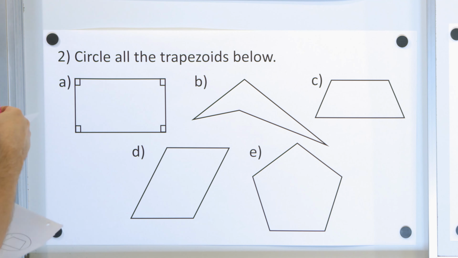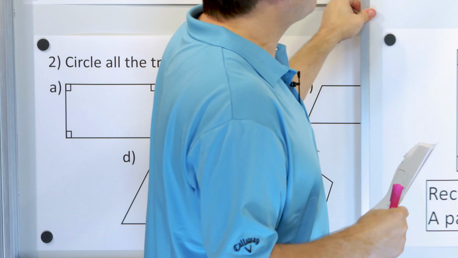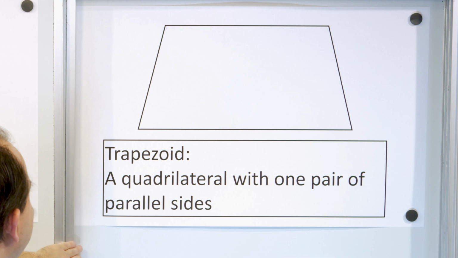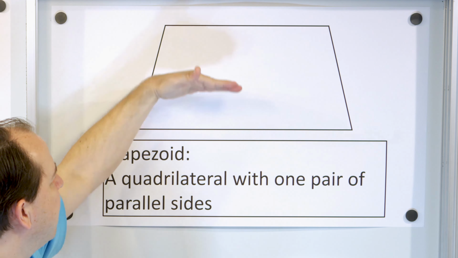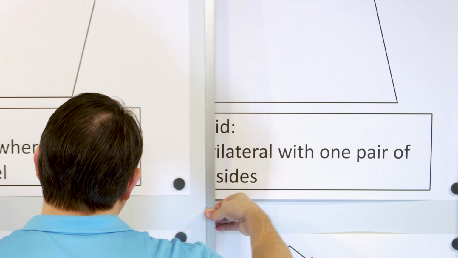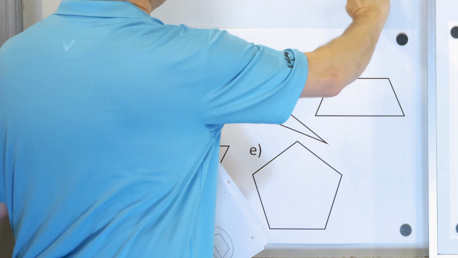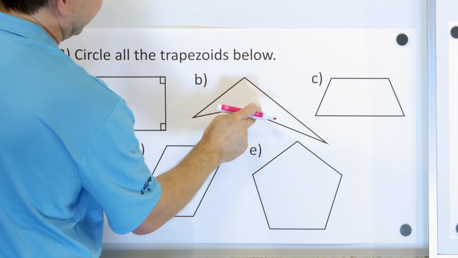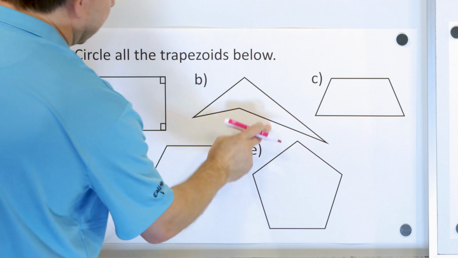It says, let's circle all of the trapezoids below. Remind ourselves, what is a trapezoid anyway? A trapezoid is a quadrilateral, a 4-sided shape with only one pair of parallel sides. The other 2 sides are not parallel. If they were parallel, it would be called a parallelogram. So trapezoids only have one pair of opposite sides that are parallel. These have no parallel sides. Here, these don't have any parallel sides.